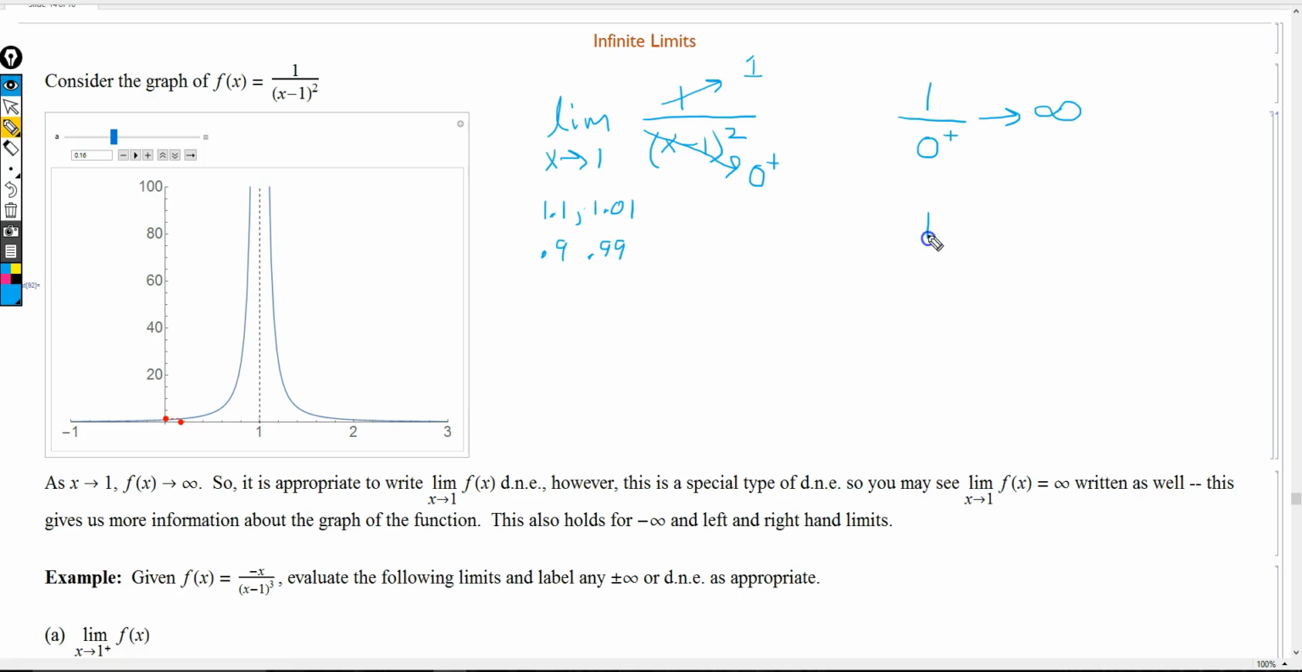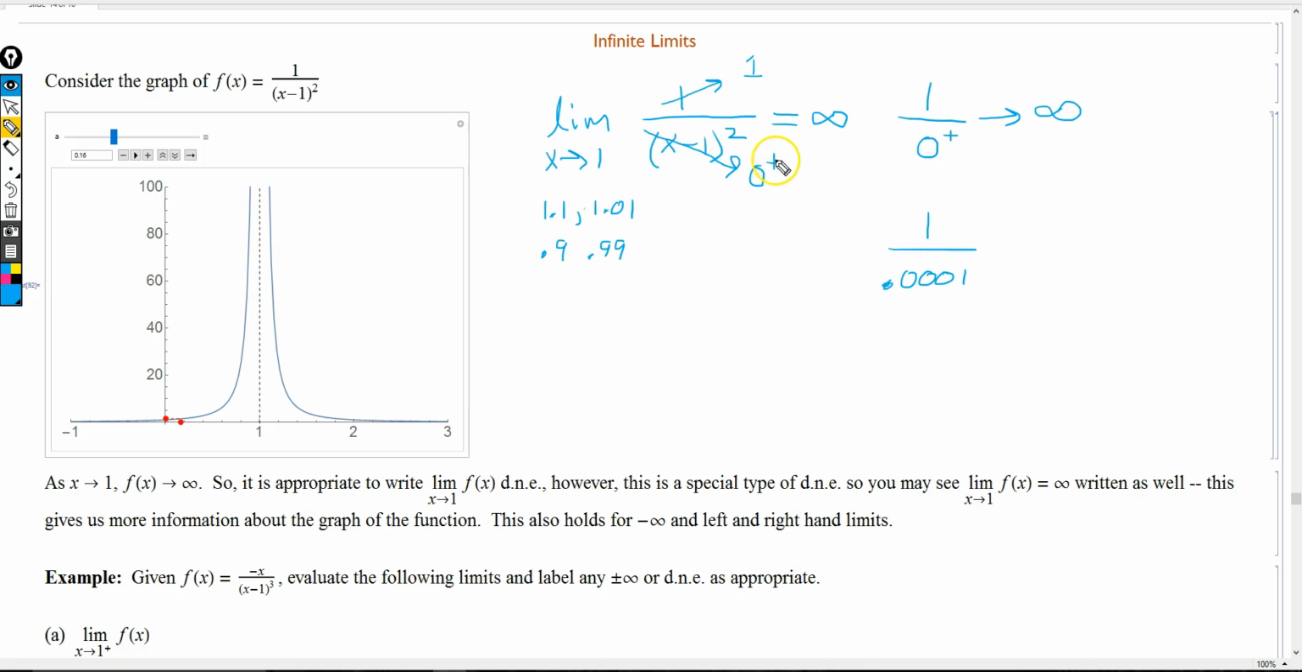You can test that. If you evaluate 1 over 0.0001 on your calculator, you get a very large positive number. So this limit is infinity. And that's how we can quickly analyze what a function is doing at an infinite limit. We look at what the numerator is doing. Is it approaching a number? What is the sign of that number? Is it positive or negative? And then we look at the denominator and see how it's approaching 0. Is it approaching 0 from the left or from the right? And that'll determine whether we have a positive or negative infinity here.